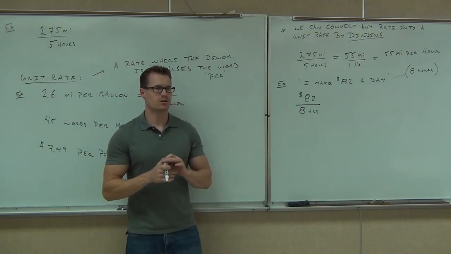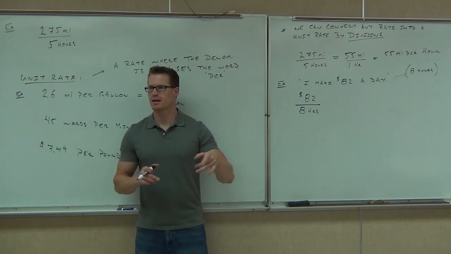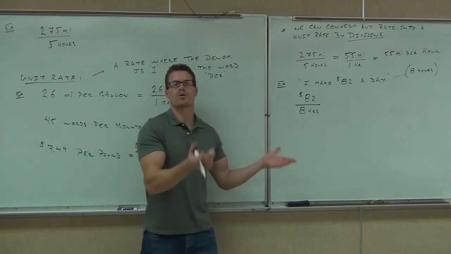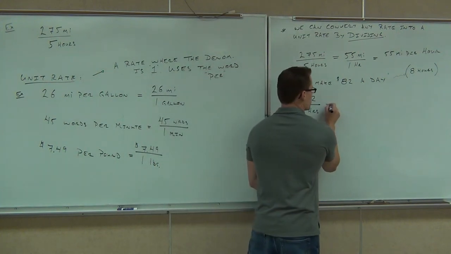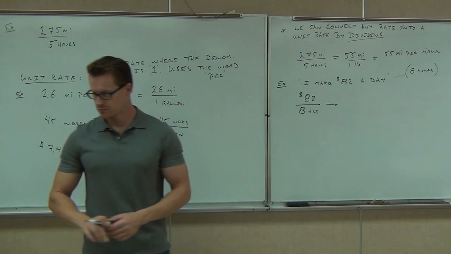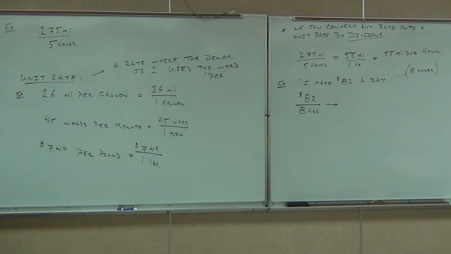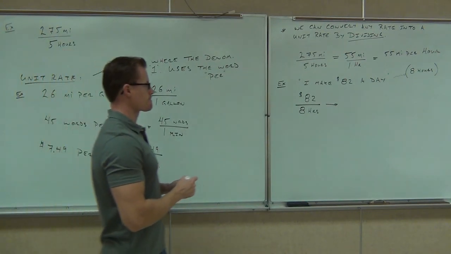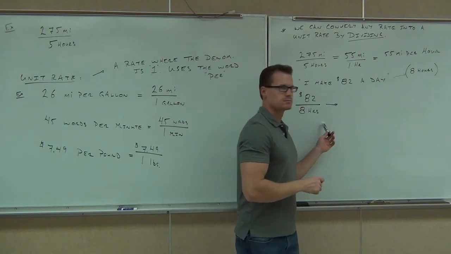Divide. Yeah, take your calculators out or divide this longhand if you'd like. Do it on your own. Don't say it loud. I want everyone to work on this. But find out how many dollars per hour they're making. So change this rate into a unit rate. How much did the guy make?